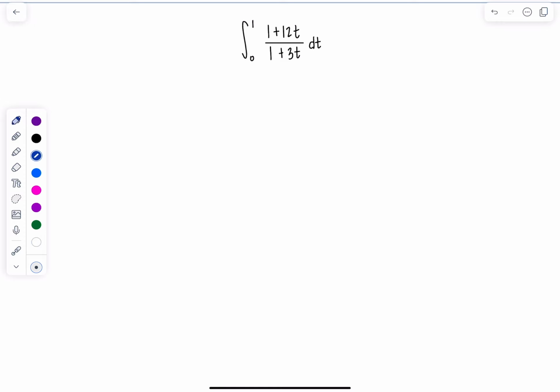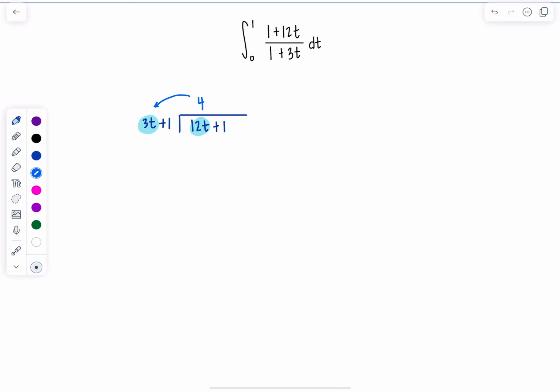So here we go, it's long division time. I'm gonna put 1 plus 3t in descending power, so 3t plus 1, and then divide that into the numerator, 12t plus 1. And then all you need to do is think to yourself, okay, what do I multiply 3t by to make it 12t? Well, 4. Okay, so that goes up top.